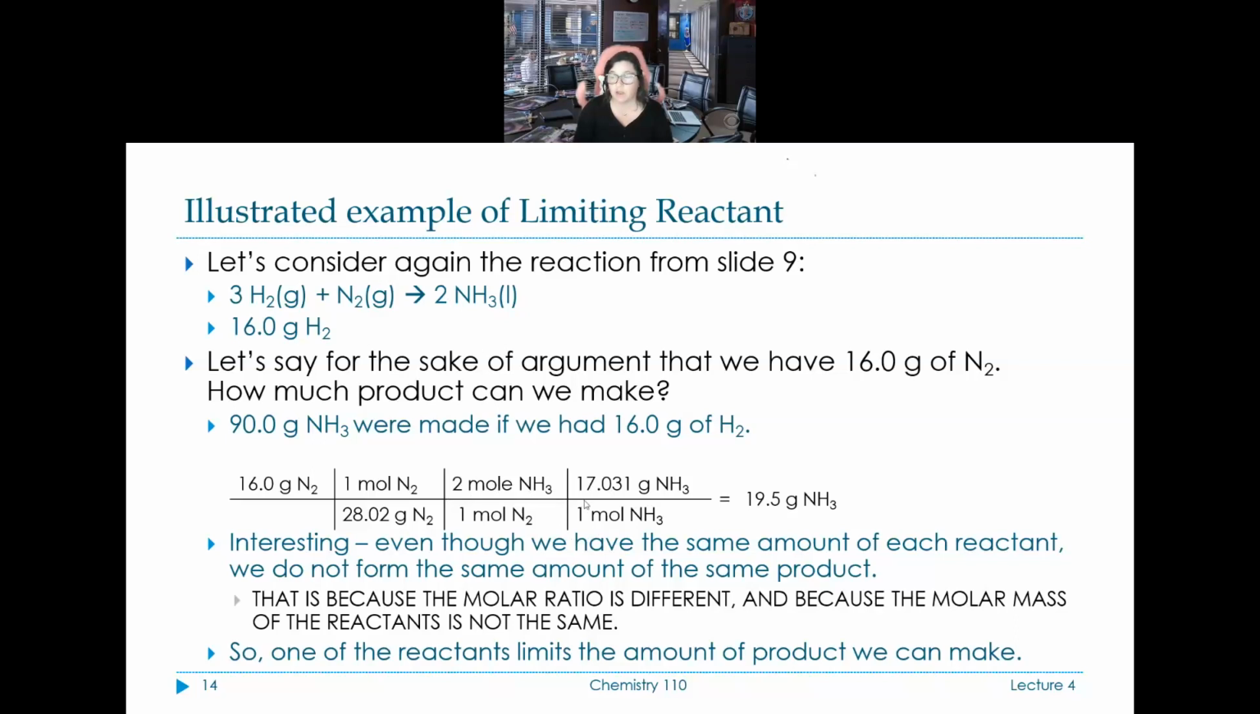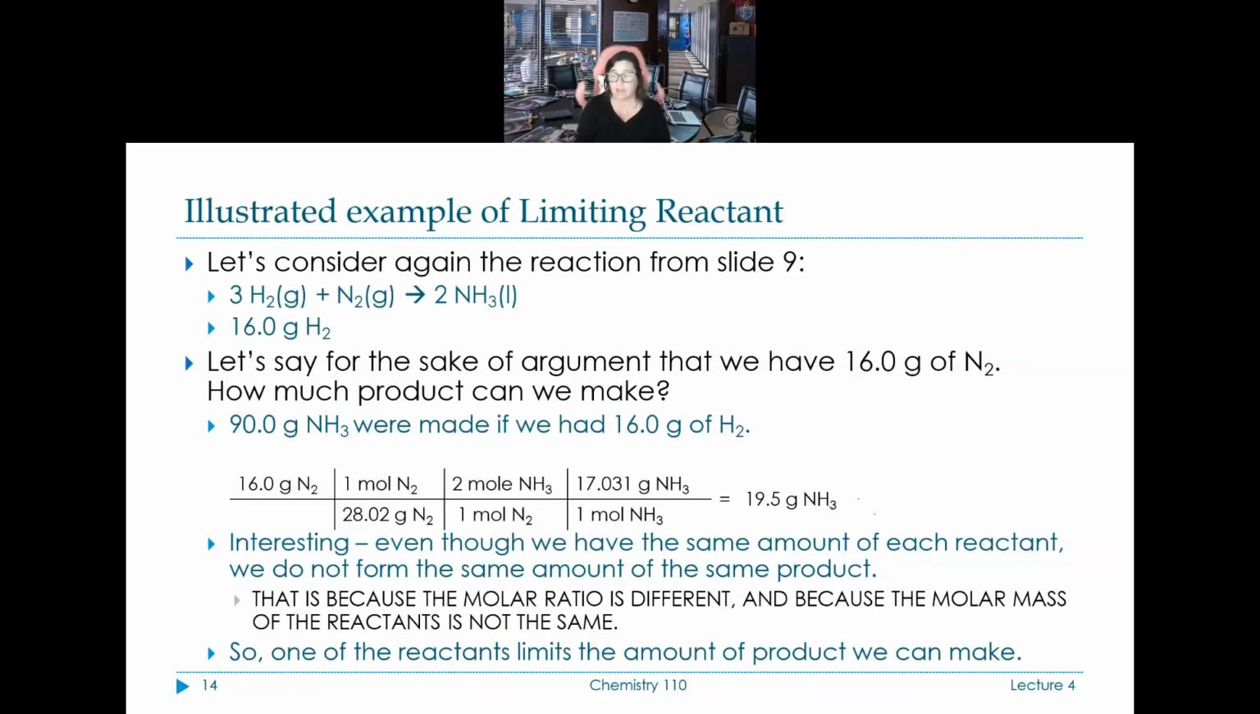1 mole of NH3 is 17.03 grams of NH3. And that equals 19.5 grams of NH3. That's what we make. So interesting. Even though we have the same amount of each reactant, we do not form the same amount of product. That's because the molar ratio is different, because the molar mass of the reactants is not the same.